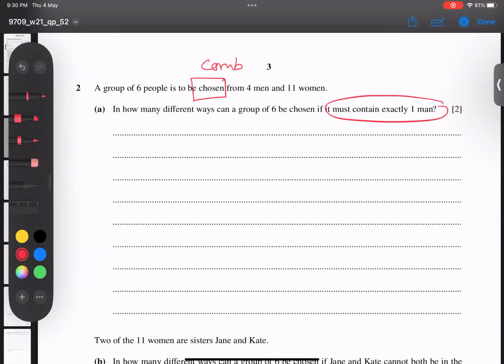So it is a specific or it is not a specific. Sometimes you say one particular man. When one particular man, I will say 1C1. It's called particular man. But when you say no 1, it means from 4 I need 1. So 4C1, this is a man. From man, okay.